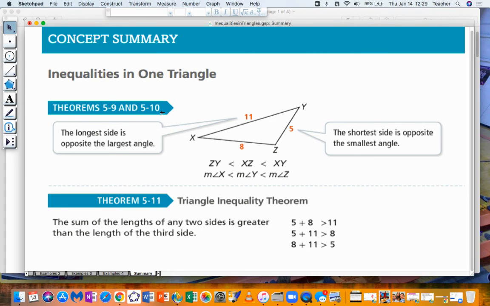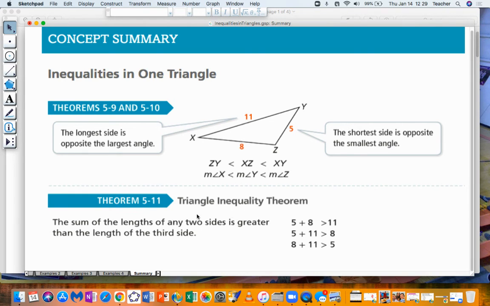Okay, so here are the two ideas. If we're going to accomplish our objectives, we need to understand these two ideas. So the longest side is opposite the largest angle, but also the shortest side is opposite the smallest angle. Okay, and this statement would be an answer to a question that asks you to go least to greatest or shortest to longest, because of your less than symbol.